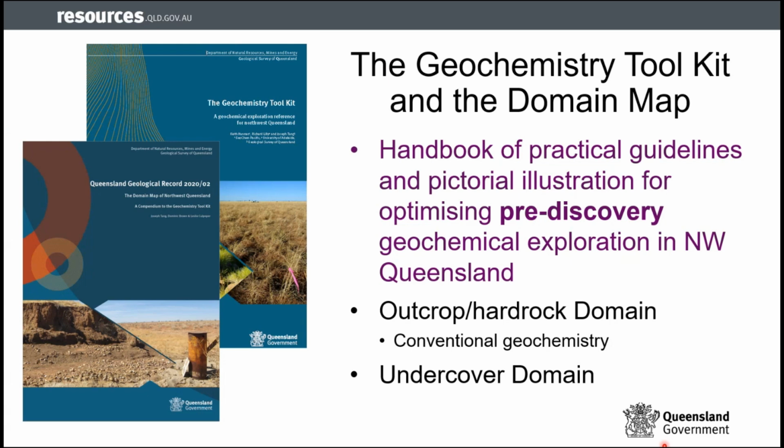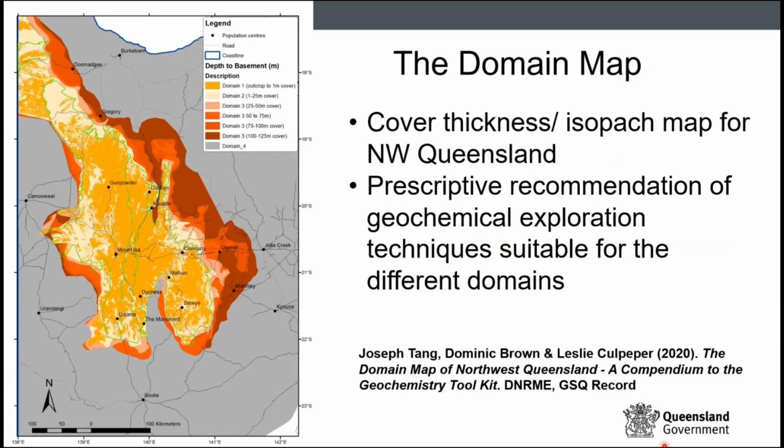So if any one of you are interested in exploration, I think that's something that you could refer to. The second one is the domain map. This is really for Northwest Chemistry. What we've done is this is an isopac map around the prospective Mount Isa region.